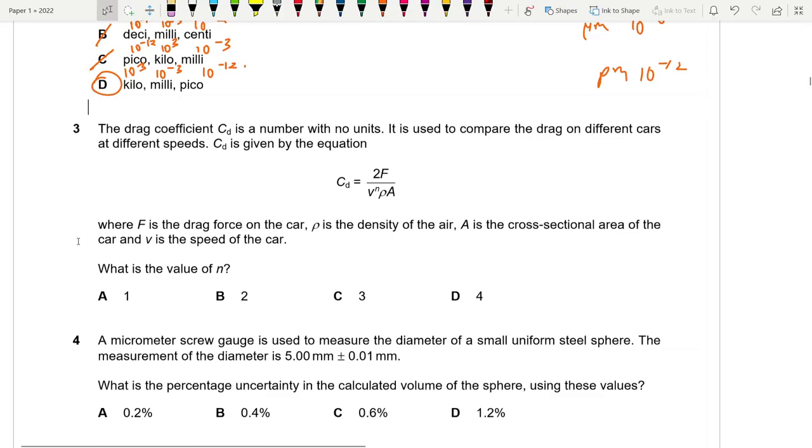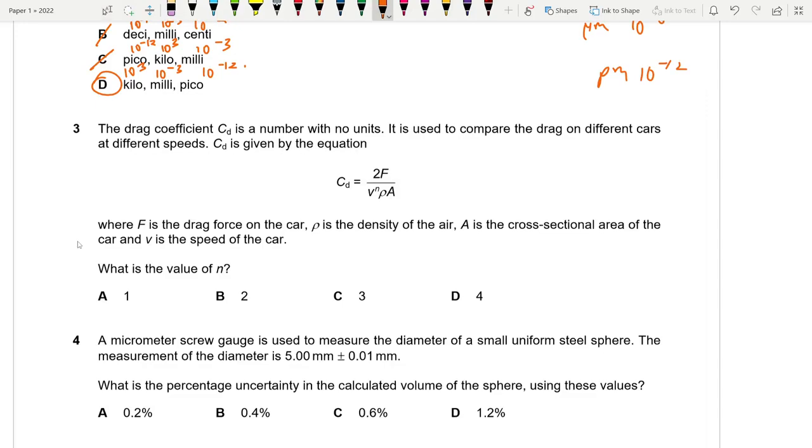3. The drag coefficient CD is a number with no units. It is used to compare the drag on different cars at different speeds. CD is given by the equation, where F is the drag force on the car, rho is the density of the air, A is the cross-section area of the car, and V is the speed of the car. What is the value of n?